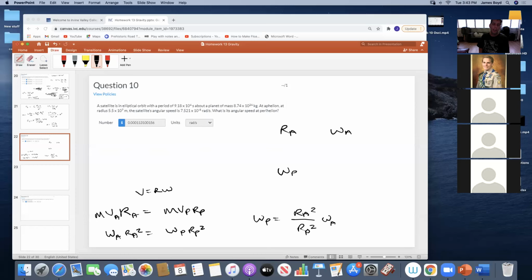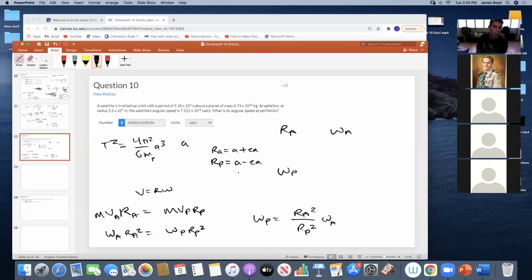Now, once we've done that, our problem is how do we find RA? We know that T squared is 4 pi squared over GM A cubed. We know the mass of the planet. This is the mass of the planet, not the mass of the satellite. So you can find A from here. Once you have A, RA is A plus EA, and RP is A minus EA.